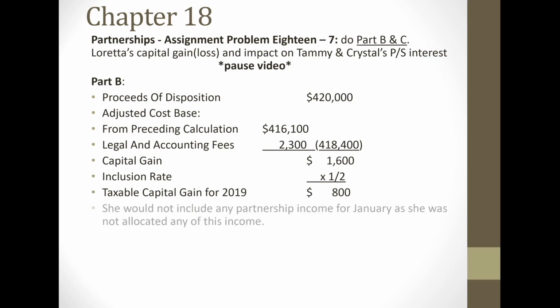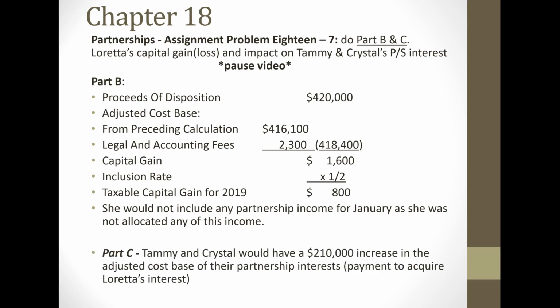Now, part C, once again, in the question, they talk about the fact that there is some partnership income for January, but remember, she's not going to be eligible for that because that partnership income for January 2019, that won't be allocated to the partnership interest until January 1st, 2020. So she won't be given any of that income.